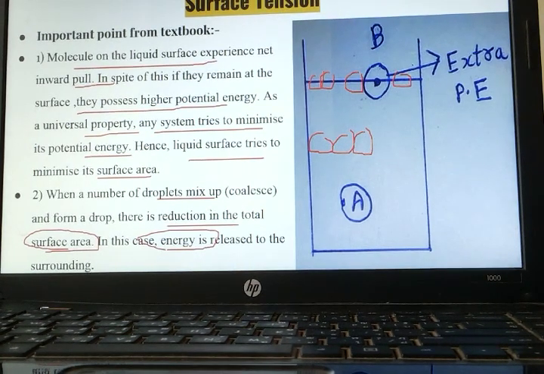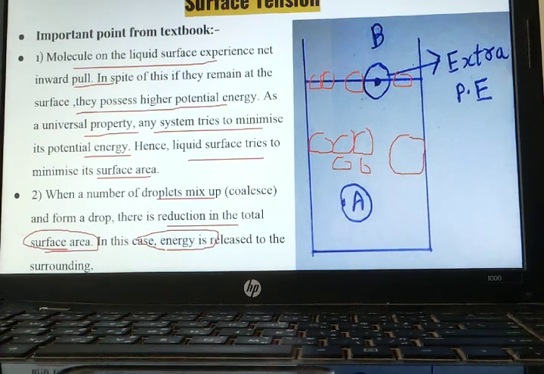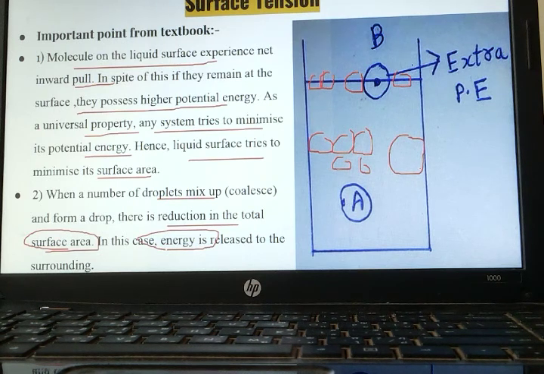Sorry, I will repeat one more time. Whenever they mix up, what will happen? They will be reducing area. Take for example, 5 molecules mixing up and forming a big molecule. By doing so, they are reducing the surface area. As soon as they reduce the surface area, the energy is released outside. Whenever droplets mix up, it is called coalesce. Pronunciation doesn't matter. You should only know that whenever this word appears, it means that the droplets are mixing up.